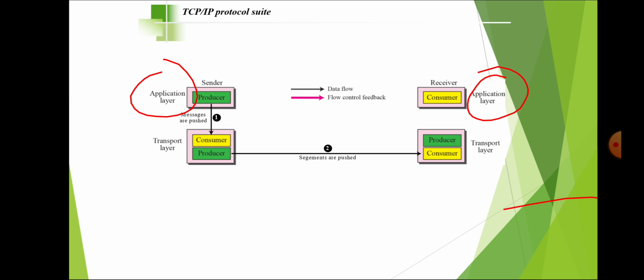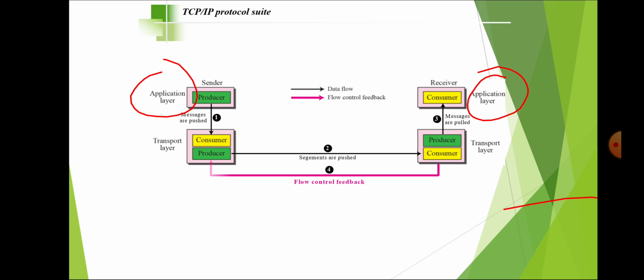Through the different layers below that, the segments are pushed. Segments are nothing but the packets, so segment is another word we can use. From the transport layer to the transport layer of the receiver we transmit the segments. Then the transport layer pushes this message toward the receiver's application layer, so that the message can be displayed or utilized at the receiver side.